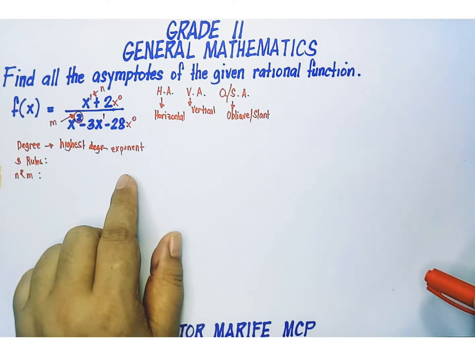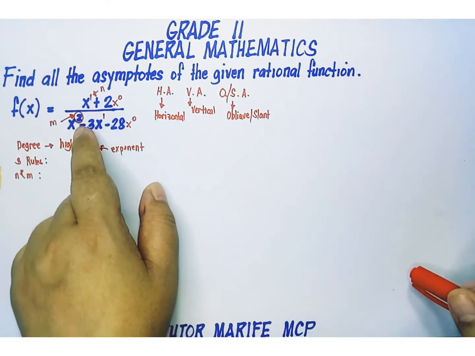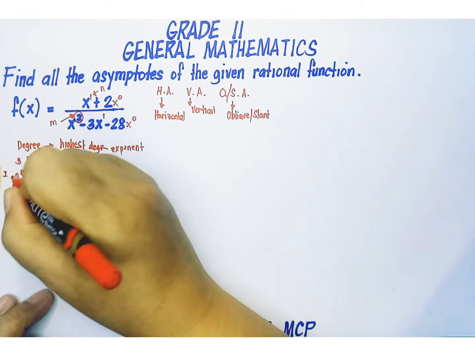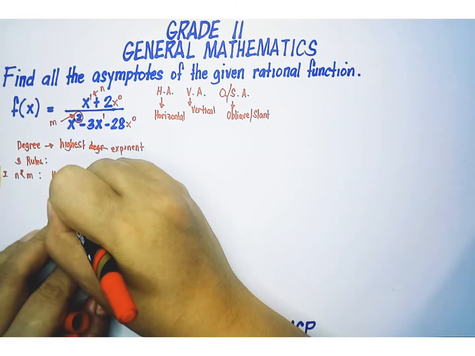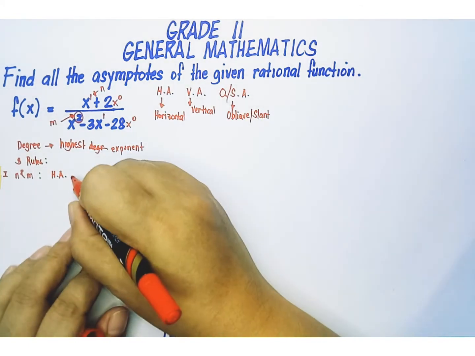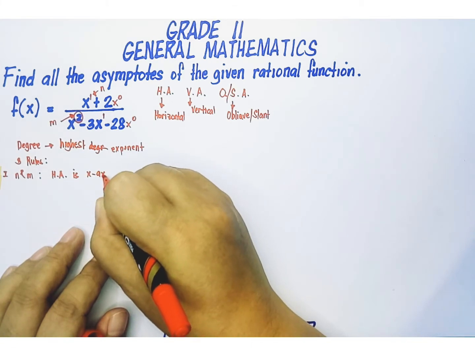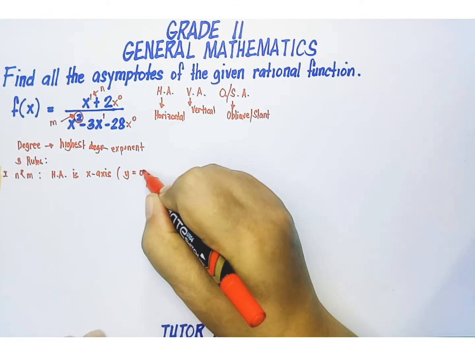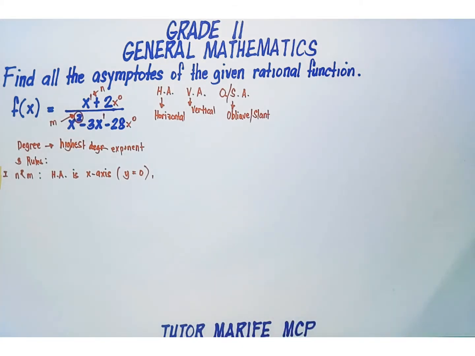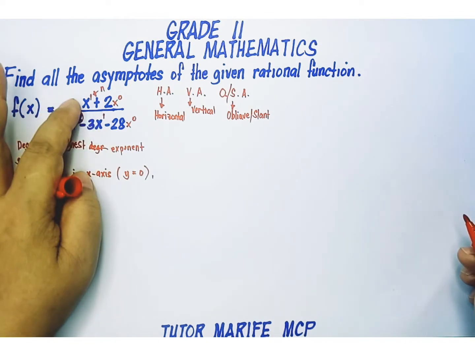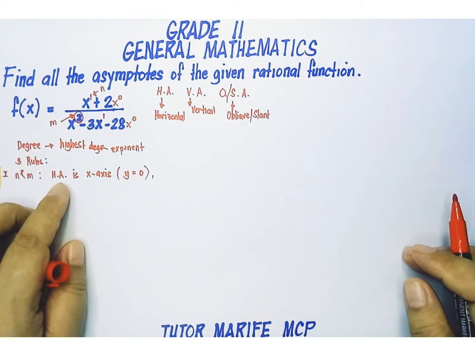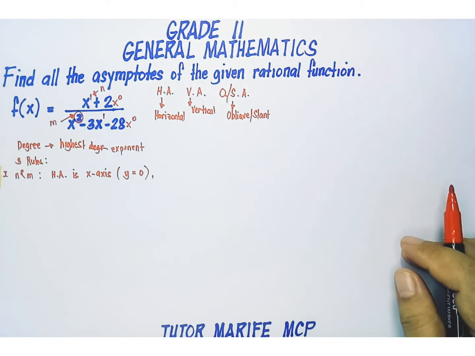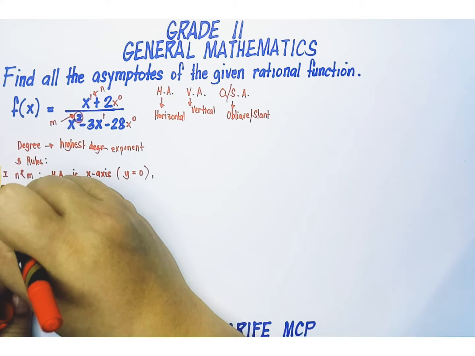So, dito sa given problem natin, our n is 1. Our m is 2. So, dito siya sa first rule actually nagfo-fall. When n is less than m, the horizontal asymptote is automatically the x-axis. Ano ang equation ng x-axis? Ang equation ng x-axis is actually y equals 0. Automatic yan. Basta nakita mo na mas maliit ang degree ng numerator kaysa sa degree ng denominator, ang horizontal asymptote mo is automatically the x-axis or the equation y equals 0. Pero i-discuss na rin natin yung other two rules.